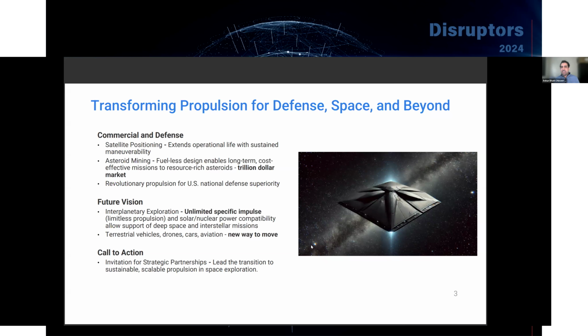And if it's in space, why can't we use it on Earth? So terrestrial vehicles, drones, cars, replace rockets one day, aviation, it's basically a new way to move.